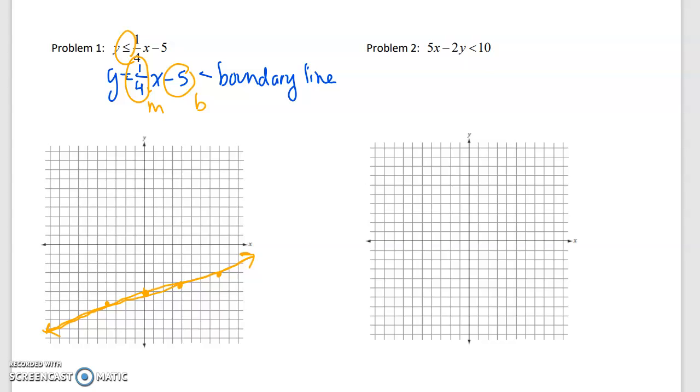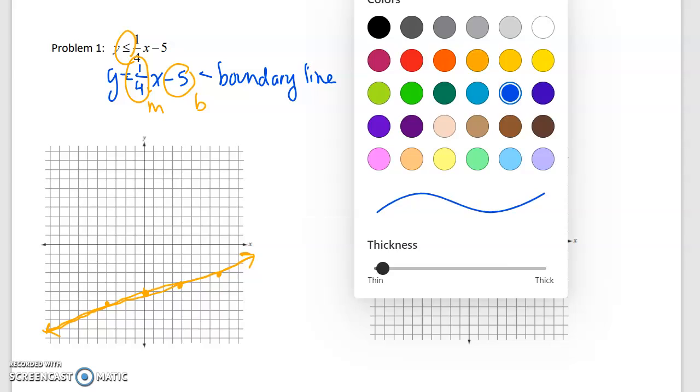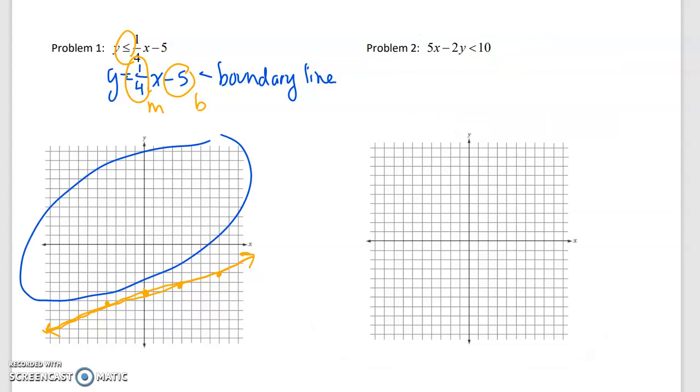So far, so good. And as you can see, the boundary line has divided my coordinate plane into two halves. We kind of have this upper half here and this lower half. So now we have to decide where to shade, because remember, we want all of the points where the y values are less than or equal to 1/4 x minus 5. On the boundary line, all of the y values are equal to 1/4 x minus 5.